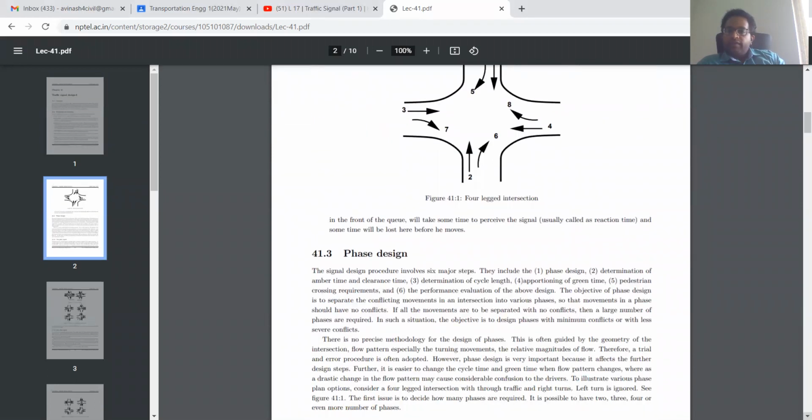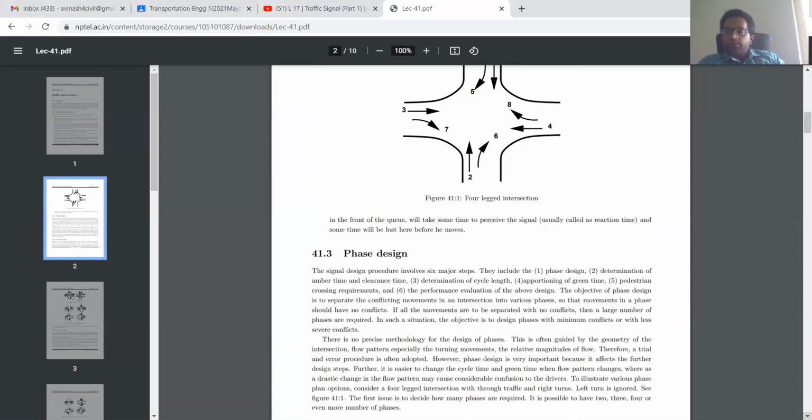Next one is the phase design. When we are speaking about a signal design procedure, it involves 6 steps. The first one is phase design. The second is determining the amber time and clearance time. The third is the cycle length. Then apportioning of green time. The fifth is pedestrian crossing requirements. And the sixth is the performance evaluation of the above design.